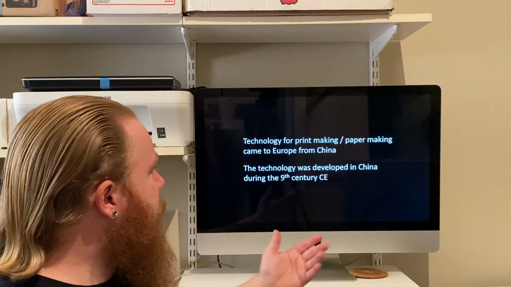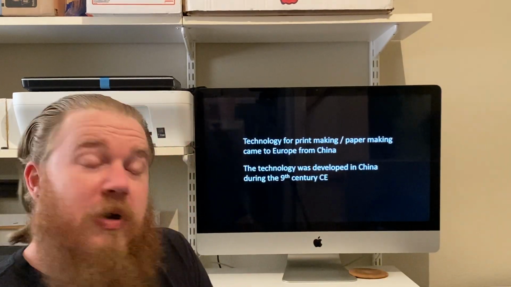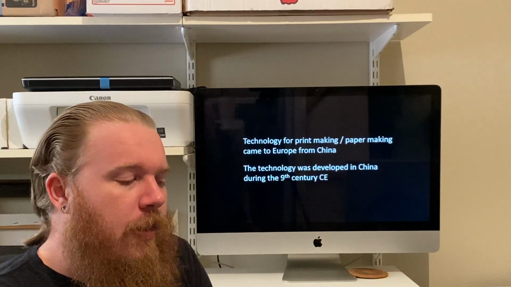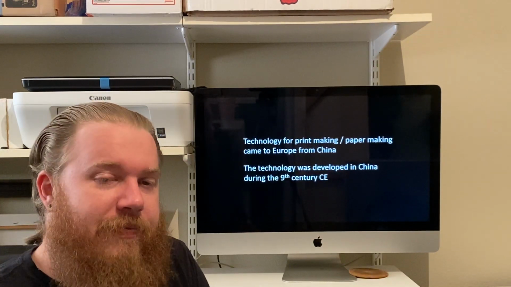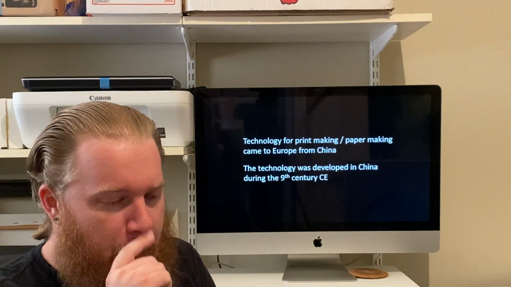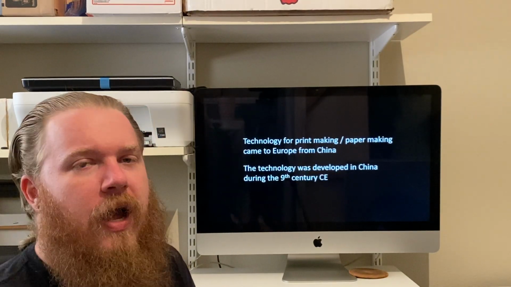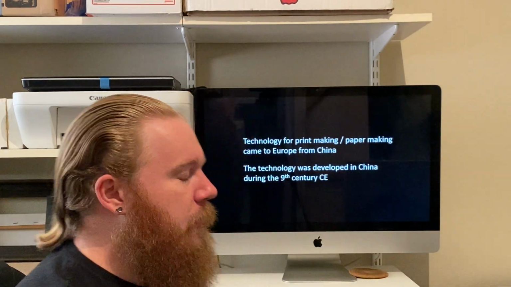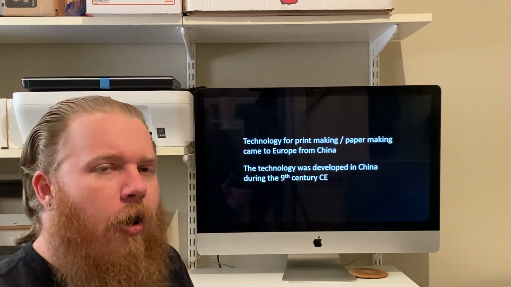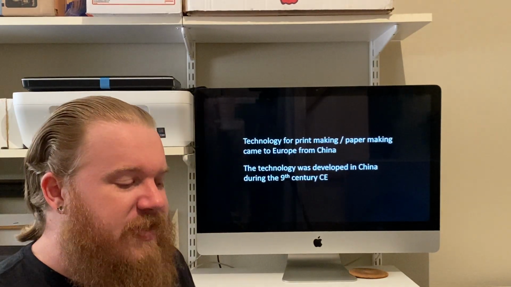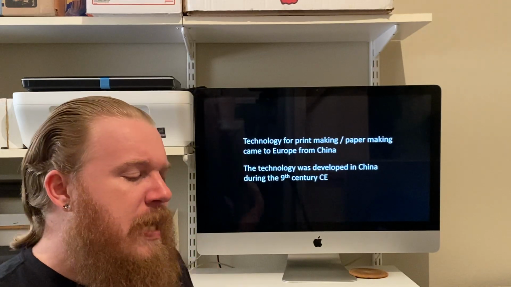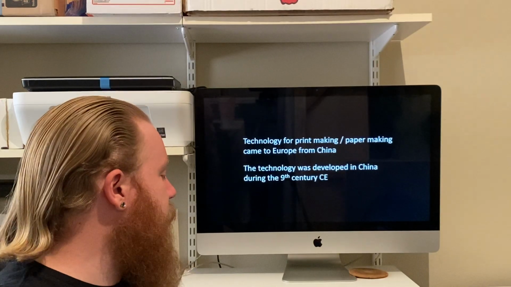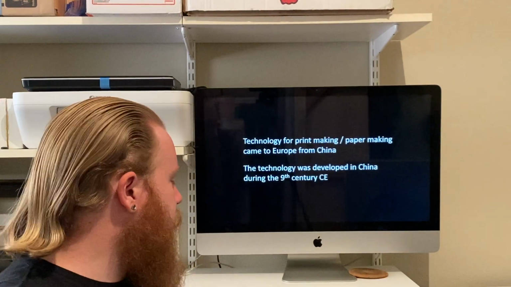Now, the technology for printmaking as well as paper making comes to Europe from China originally. These technologies were developed in China during the 9th century CE. So, roughly, the year 800, somewhere in that time period. But what's interesting is that there are paper-like materials that exist before the Chinese, but paper as we know it today is invented in China during that time. And it's something that we take for granted today.